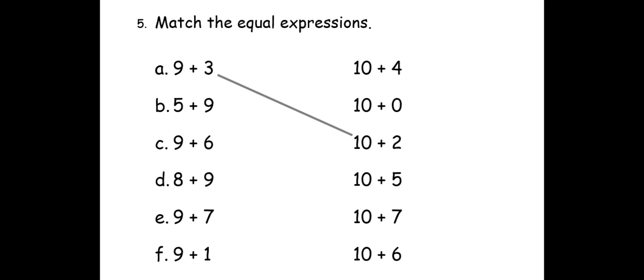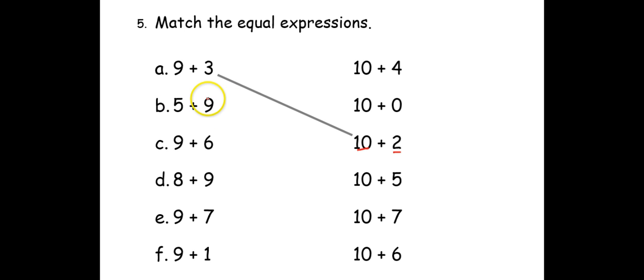The first one has been done for us. 9 plus 3 is the same thing as 10 plus 2. If I think about this, when I take 1 away from my 3 and give it to the 9, that makes 10. And then I have 2 more left over, and that's 2. So 9 plus 3 is the same thing as 10 plus 2. They both equal 12.